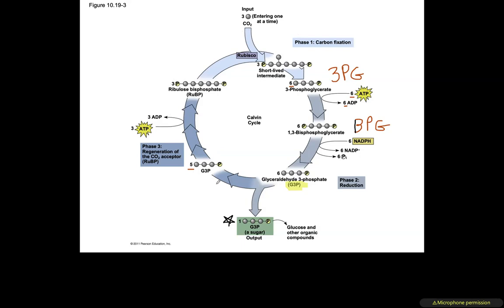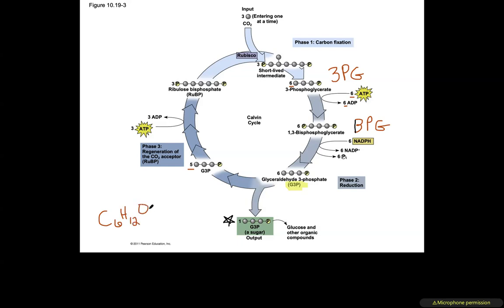So after you go through 3 times, okay, 3 times is going to make you 1 G3P. Well, we need to add up because this is a 1, 2, 3 carbon molecule. How many carbons in glucose? C6. There's 6 carbons in glucose, meaning this all has to happen another set of times.